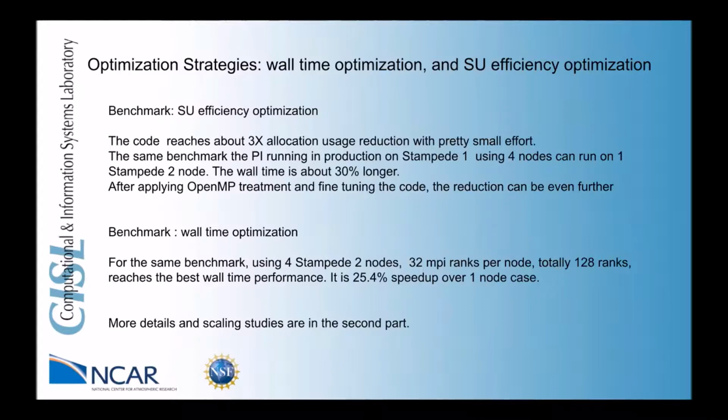On the other hand, if we try to push to the limit of time to solution, we can use 4 Stampede2 nodes, put 32 MPI ranks per node, totally using 128 ranks, and reach the best wall time performance. It is about 25% speedup over the one node case. There are more performance data details in the scaling studies in the second part.